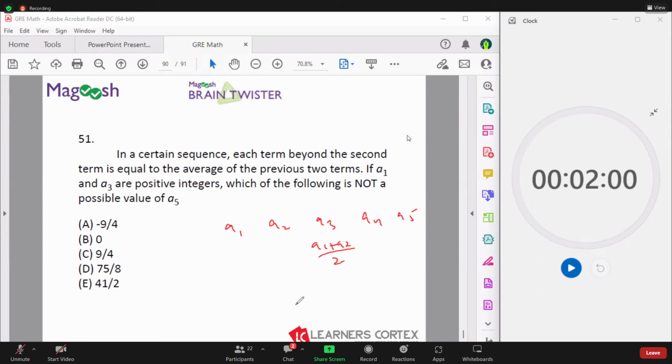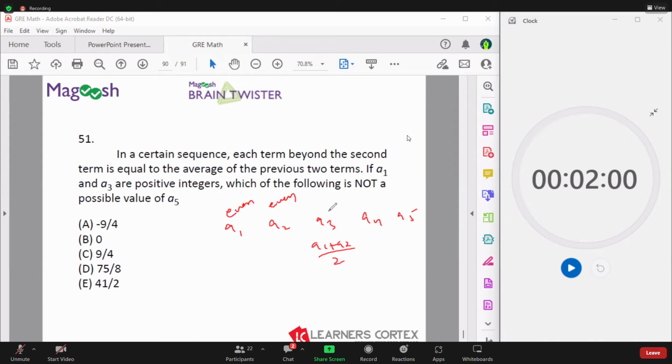So if A3 is an integer, it is evident that A1 plus A2 is an even number. If A3 is an integer, A1 plus A2 should be an even number. So the case is either that both are even or both are odd. Makes sense. And similarly, we find till A5.